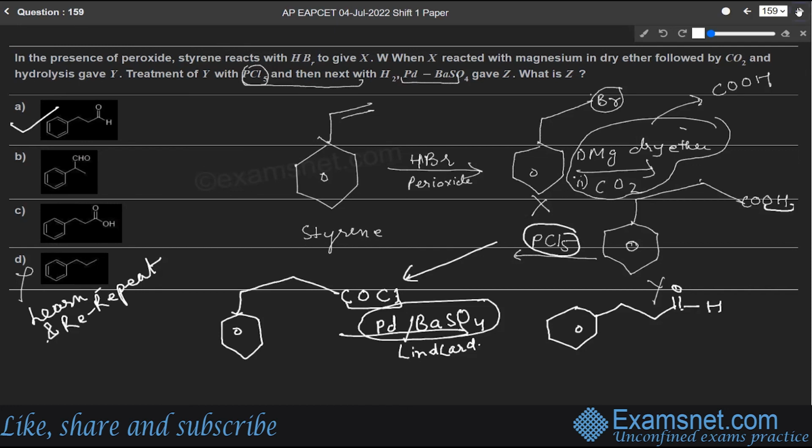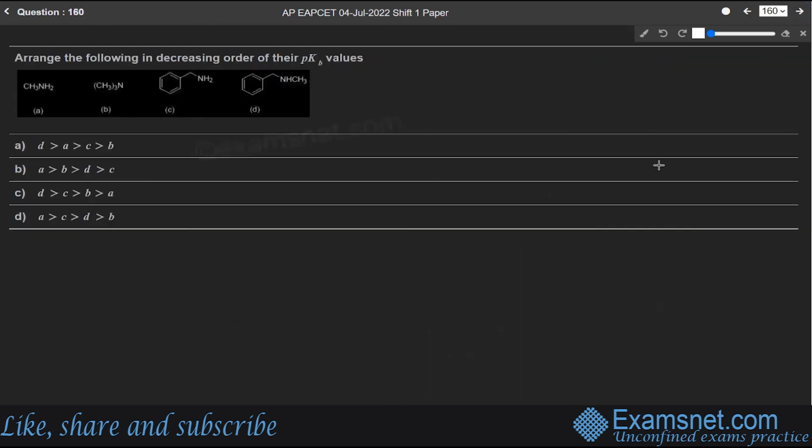Yes, now to the last question, 160. They've asked for the pKb value, right? So now this pKb value is very important. Another question, what is pKb value? They've given us four options. This question comes from the amine chapter.